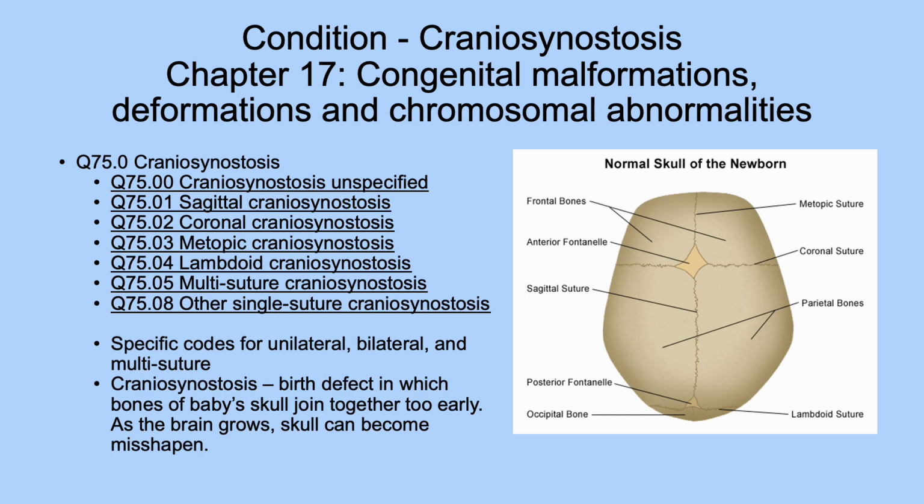Also in this chapter are new codes for craniosynostosis, which is a birth defect in which the bones of the baby's skull join together too early. When this happens, the brain grows and there's not enough room, and the skull can become misshapen. You can see under craniosynostosis new codes for the specific suture that has joined together too early: sagittal, coronal, multiple, and you can see all of these listed here.